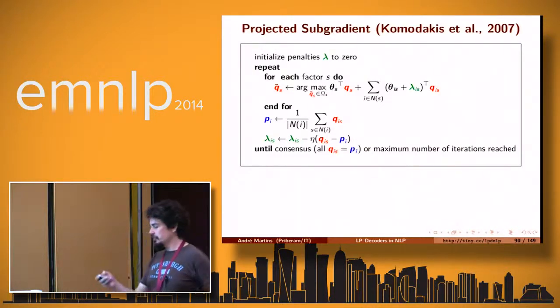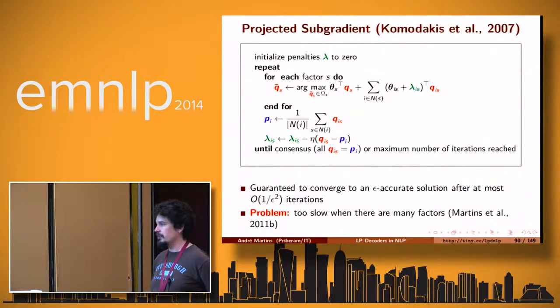Okay? And we need to do this until we get a consensus, which means that all the copies agree with the originals, or until we reach a maximum number of iterations. It turns out that, in general, if the solution of the LP-MAP problem is fractional, if it's not an integer, we'll never get this consensus. So we really need to specify a maximum number of iterations.